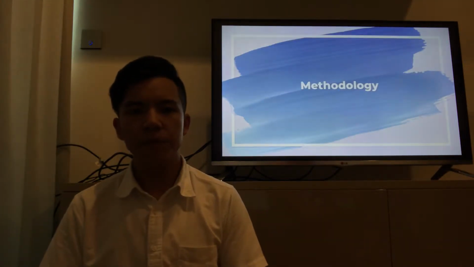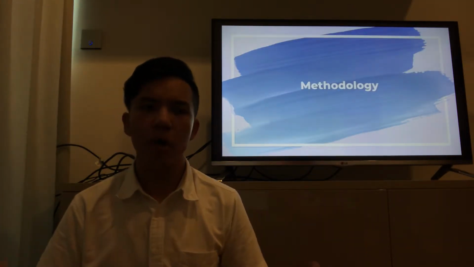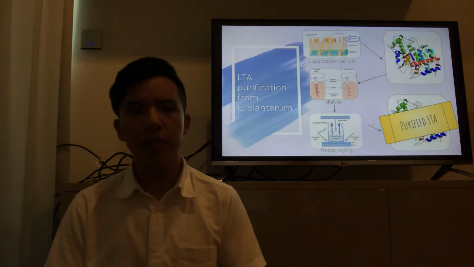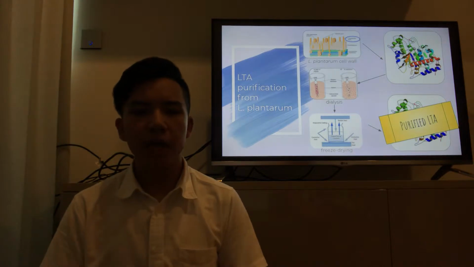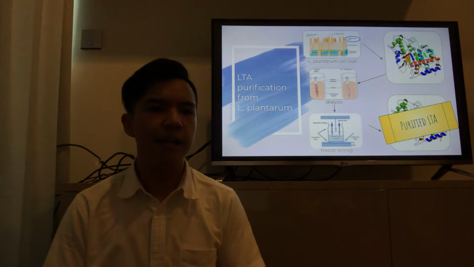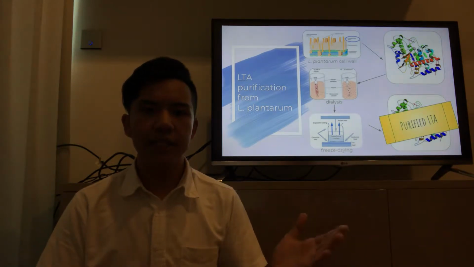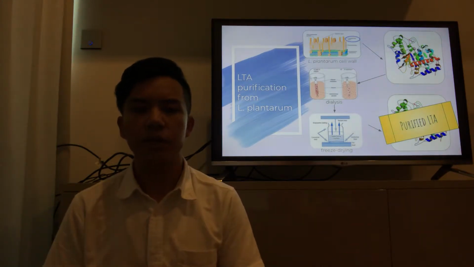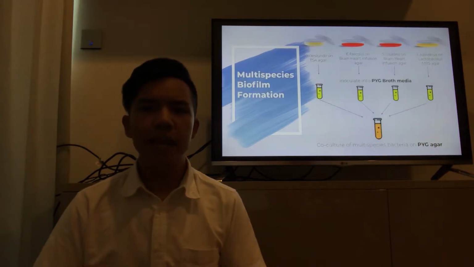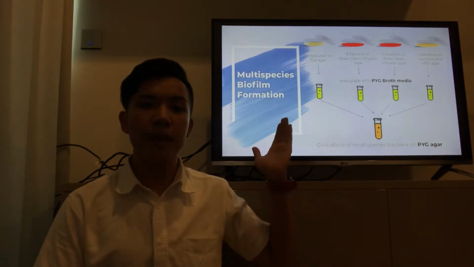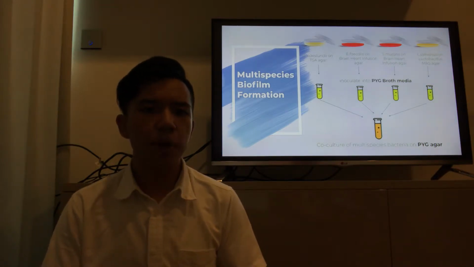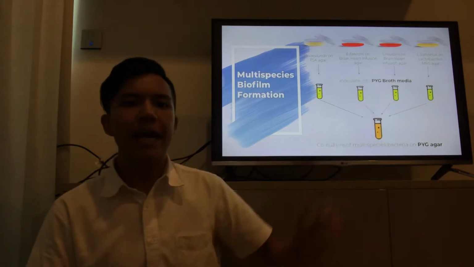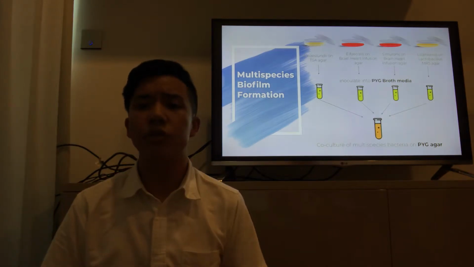The methodology of this paper was divided into many parts. Start with LTA purification from L. plantarum. LTA was extracted from the L. plantarum cell wall and purified by dialysis. Then it was collected, freeze-dried, and measured for dry weight. Next is multi-species biofilm formation. Four bacteria species were grown on different agars and put into PYG broth media. Then they were mixed together and cultured.